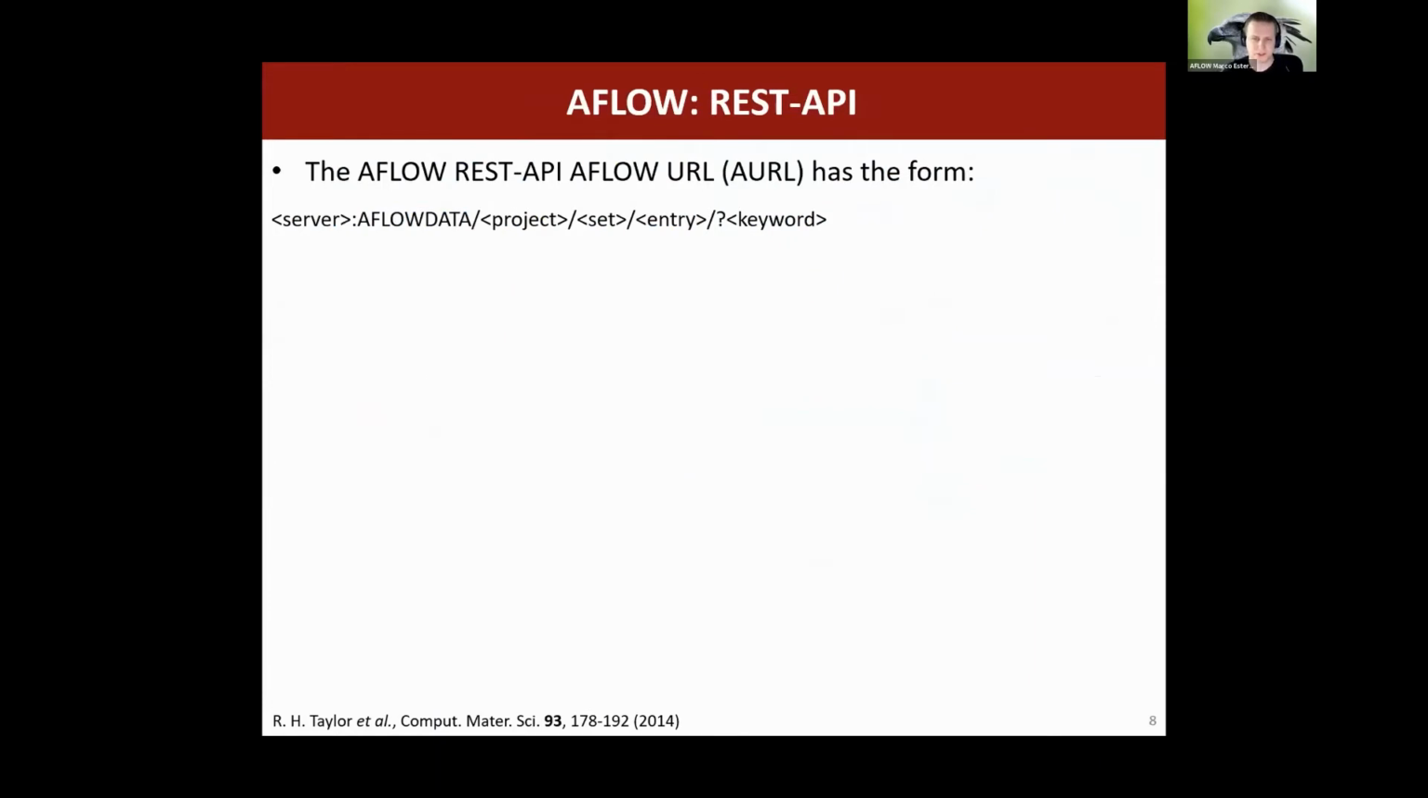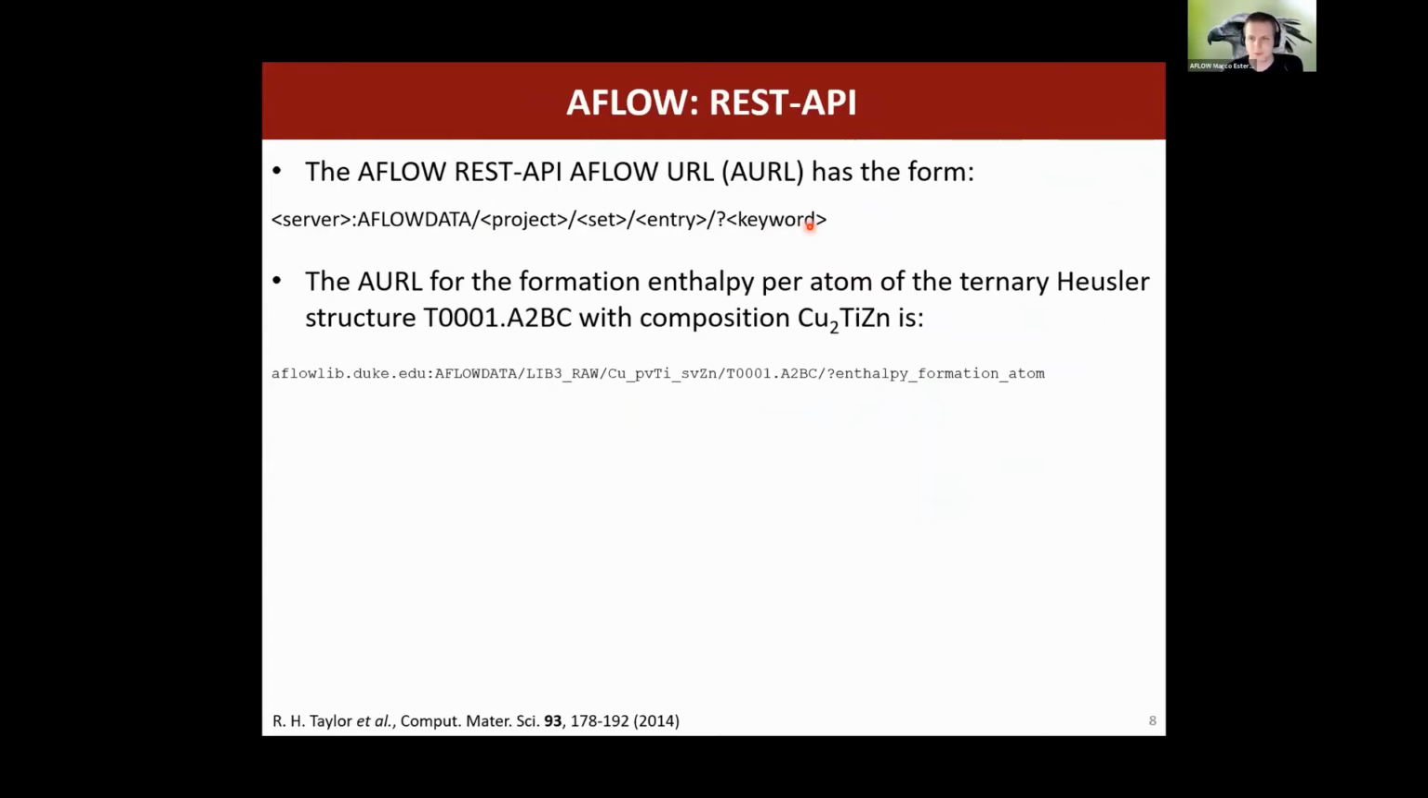The REST API is essentially mimicking our database structure. It is a URL, an AFLOW URL, that consists of the following elements. We have a server, we have the project layer, the set layer, and the entry layer, and a search keyword, which is essentially mimicking the hierarchical structure that I've shown before. So here's an example. There's a ternary Heusler structure, copper 2, titanium, zinc. And this is the so-called prototype, which is a structure designation that David will talk about in detail later. And we can see the structure based on this link here.